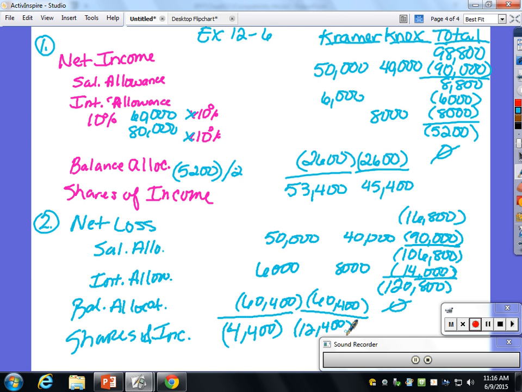So, shares of income down at the bottom, we have the parentheses because it's negative, meaning a loss.